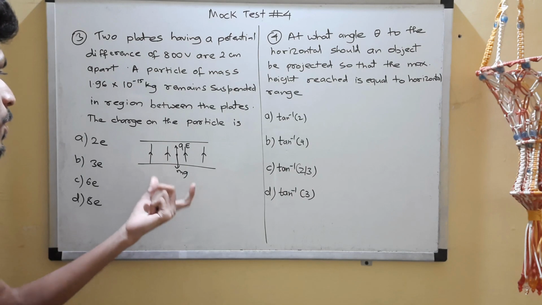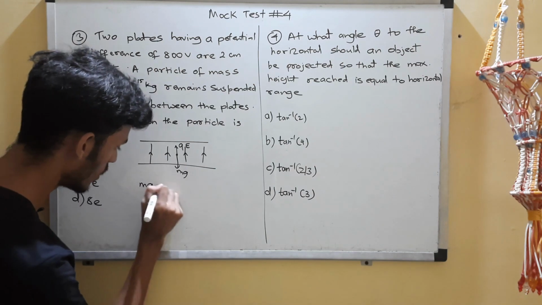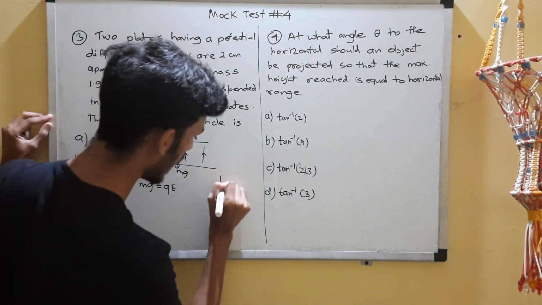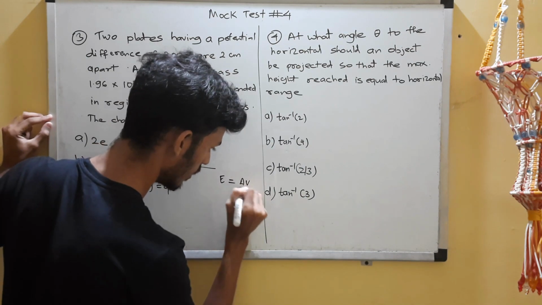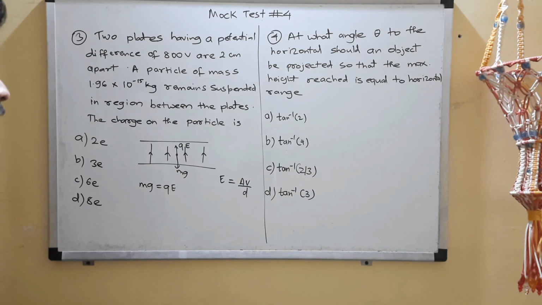Okay, and when you equate these two, you can easily find the charge Q, right? So you just have to do mg equals QE. First of all, what is E? We can find E as delta V by the distance, right? The field is uniform, so you can directly use this delta V by d.